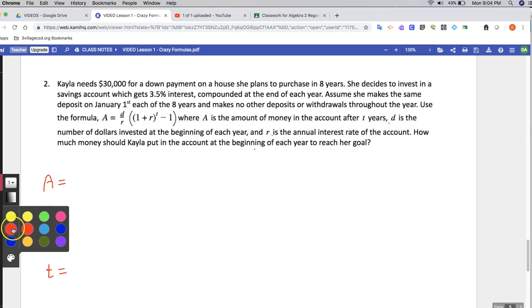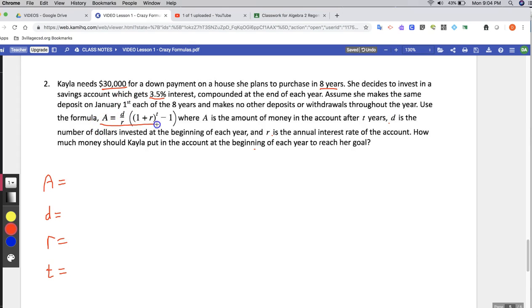As I did with the first video, let's jump right into the problem. Here we have that Kayla needs $30,000, so I'll underline that number, for a down payment on a house she plans to purchase in 8 years. I'll underline that number as well. She decides to invest in a savings account which gets 3.5% interest compounded at the end of each year. Assume she makes the same deposit on January 1st each of the 8 years and makes no other deposits or withdrawals throughout the year. Use the crazy formula.